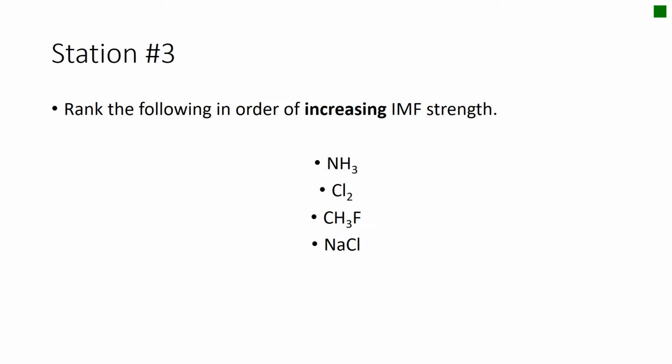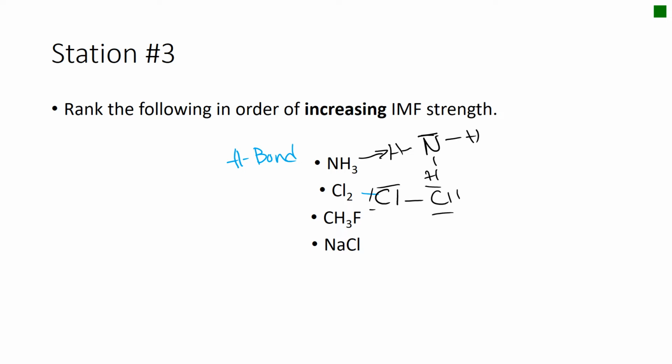All right, rank the following in order of increasing IMF. So it's very important to be able to identify what type of IMF they have. So first guy, we have N. It's going to be bonded to H's with one lone pair. So this guy, drawn like that, is going to be a hydrogen bond. Okay, Cl to Cl is going to be Cl, lone pairs, single bonded. You are going to have to draw some of these.